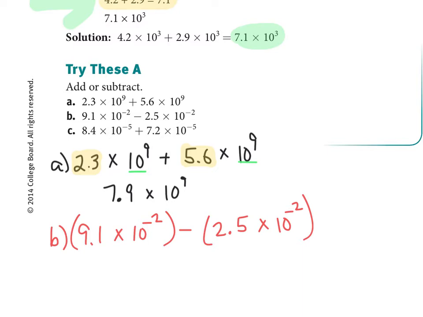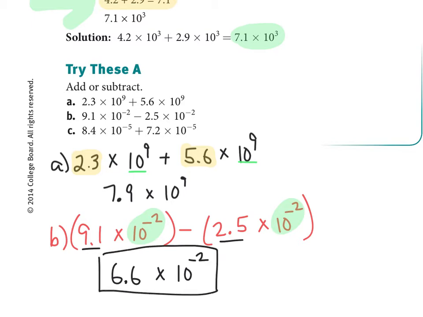But this one, we may not have to do that because both numbers are raised to the same exponent. They're both times 10 to the negative second power. So all we need to do is take the 9.1 minus 2.5, and we know that we can keep the exponent the same. 9.1 minus 2.5 is 6.6. And again, since they're both times 10 to the negative second power, we can just leave our answer alone. That's going to be a quicker way.